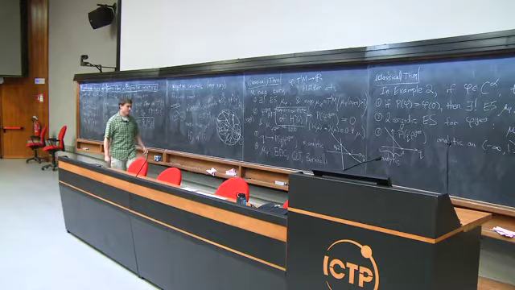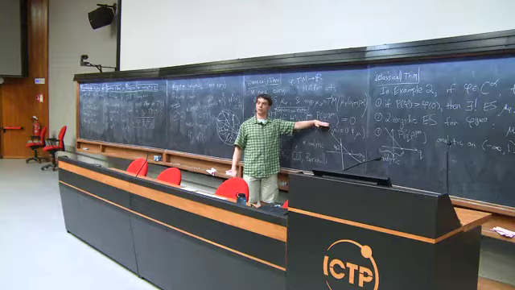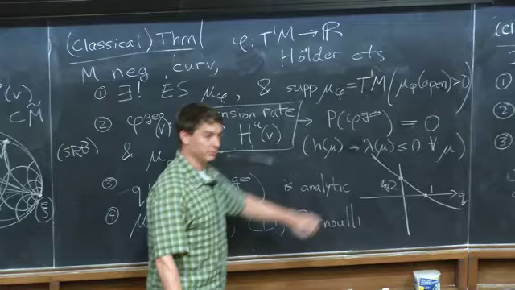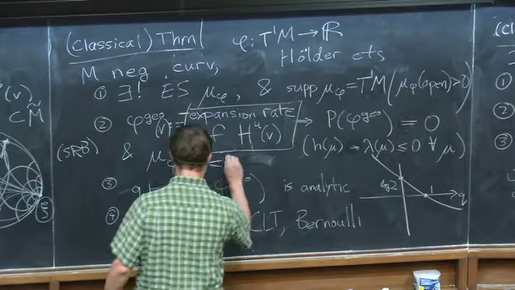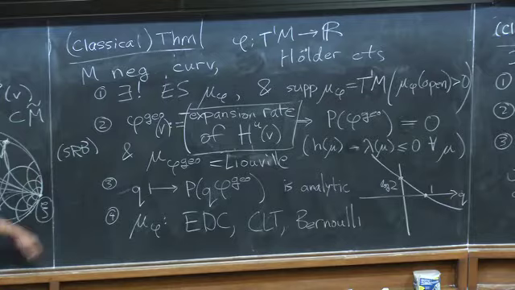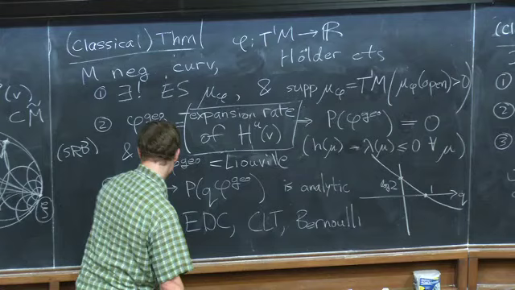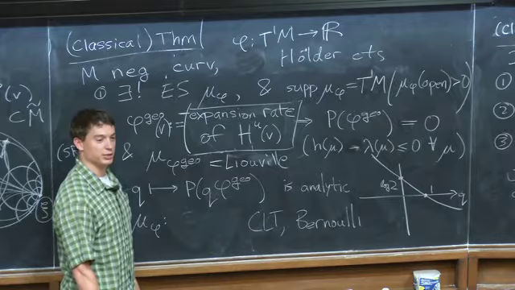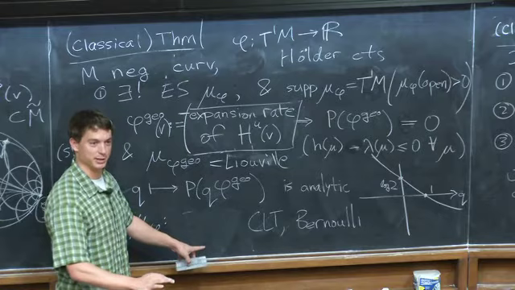And then it remains true that the pressure of the geometric potential is equal to zero, and that the corresponding measure is the Liouville measure. The statement about analyticity of this function remains true. The statement about CLT and Bernoulli remains true. The statement about decay of correlations becomes harder because it's a flow. In some cases, one can say it's exponential, but it's a subtle question and I don't want to get into it.